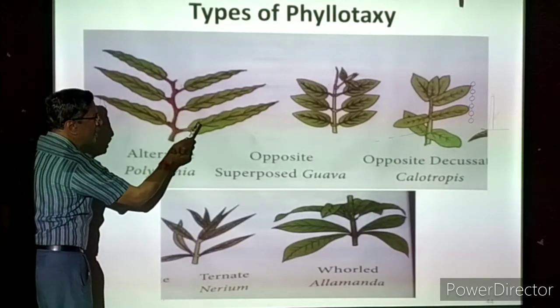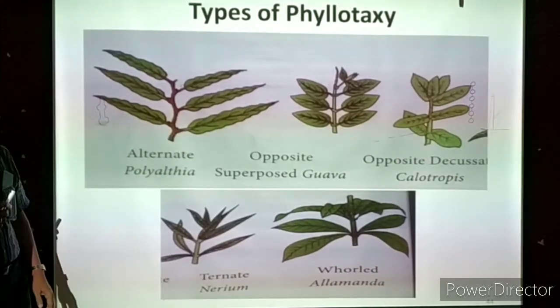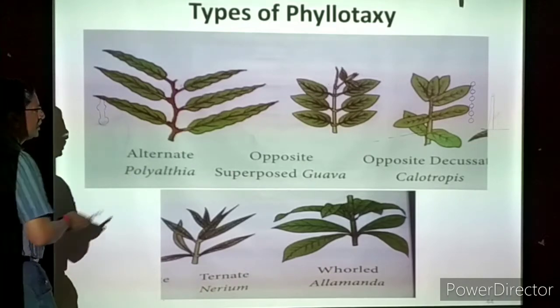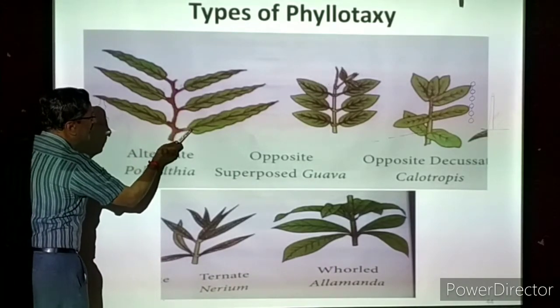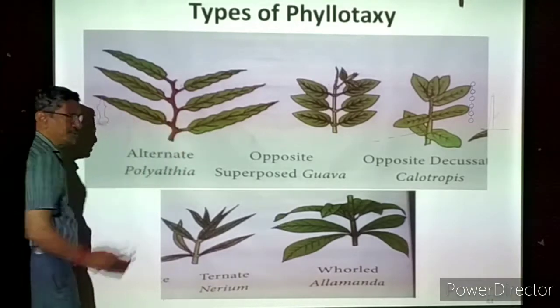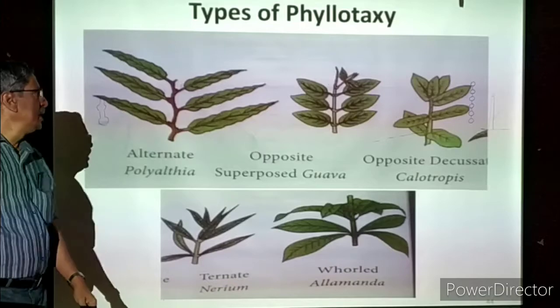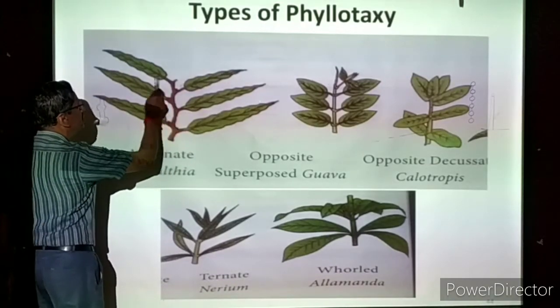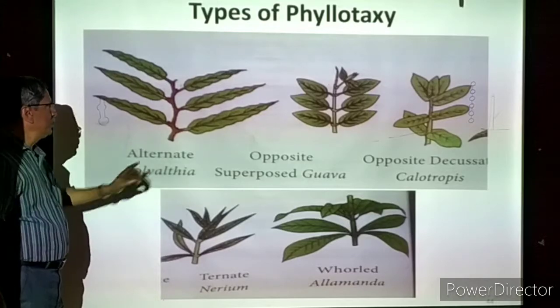So one node is bearing only one leaf. That is the first condition. In the alternate phyllotaxy, one node is bearing only one leaf. The next one is the leaves are arranged alternatively in the successive nodes. Successive means next to next nodes. In the successive nodes, the leaves are arranged alternatively. That is called alternate phyllotaxy.